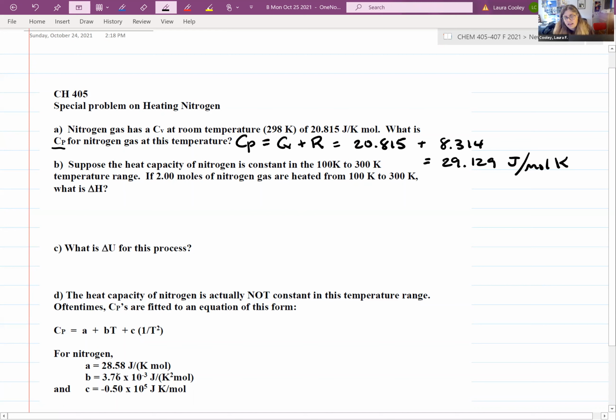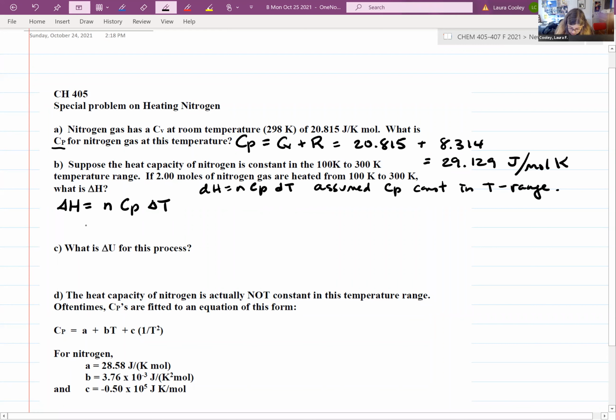Now it says, suppose the heat capacity of nitrogen is constant in the 100 to 300 temperature range. If 2 moles are heated from 100 to 300, what is delta H? So now we use that delta H is nCP delta T, which is an approximation, because if you remember, when we integrated dH equals nCP dT, we had to assume that CP was constant in this temperature range. But here we're told that you can assume that, okay?